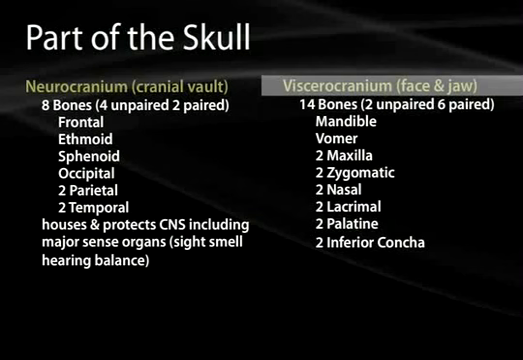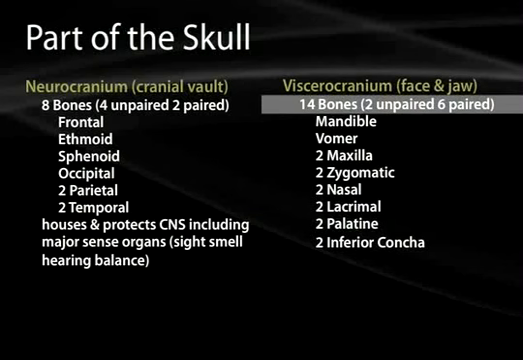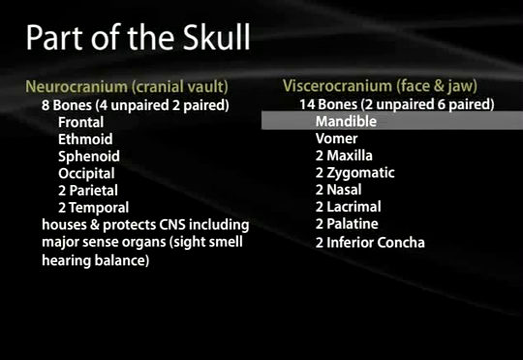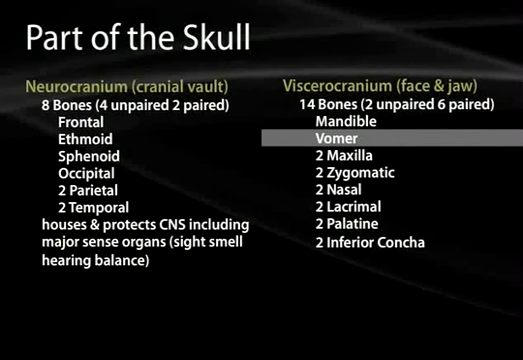The visceral cranium makes up the face and the jaw, and it has 14 bones. 2 of them are unpaired, and the rest are paired. The mandible and vomer, which plows through the midface, are not paired. All of the others are paired.